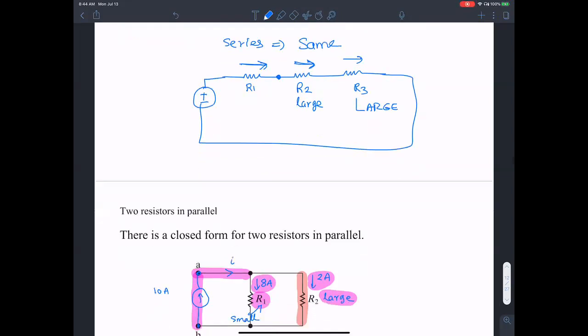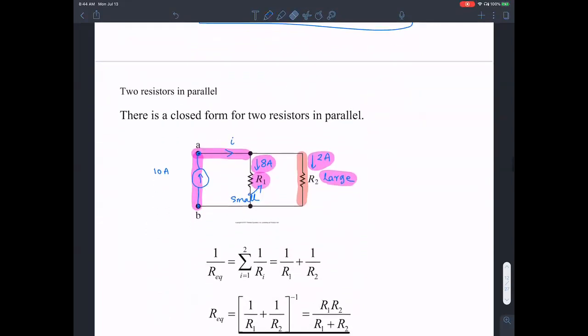But think about resistances in parallel. The voltage across both of these resistances is exactly the same. They don't have two different voltages, but the current is dividing based on which one is large and which one is small. So make sure that you understand the difference between current division in parallel and current staying the same in series. Questions?